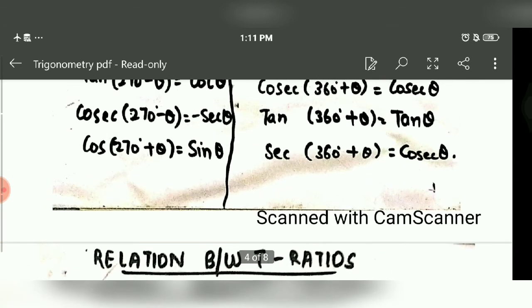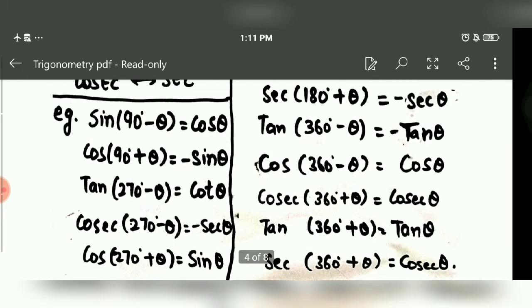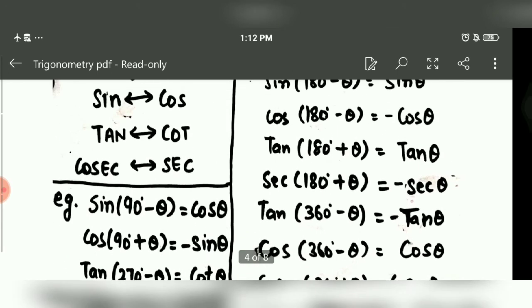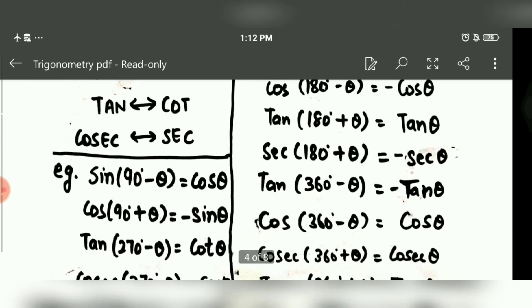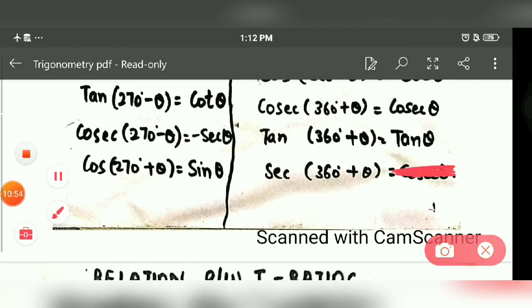Next, wait, this is secant theta. The rest are okay. This is secant theta.